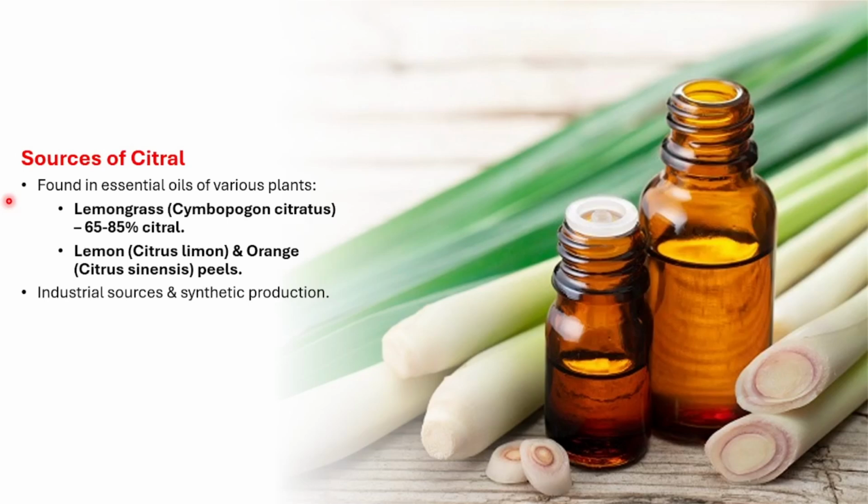There are various sources of citral. Citral is found in essential oils of various plants. In lemongrass, it is present at 65 to 85%. And in lemon and orange peels, it is also present in good amount. It is used for industrial sources and synthetic production.